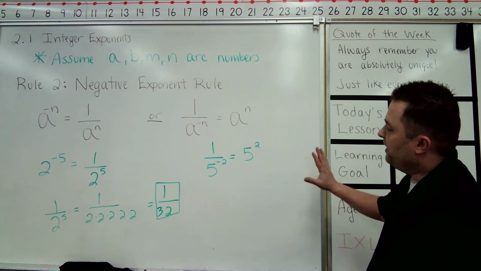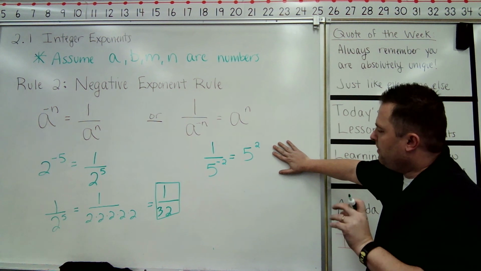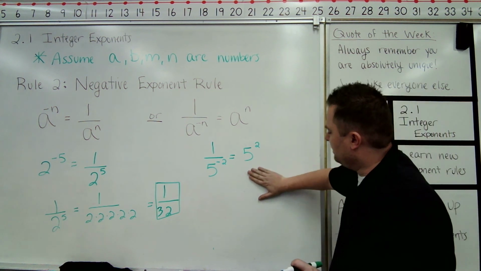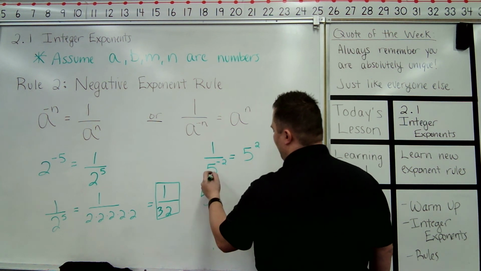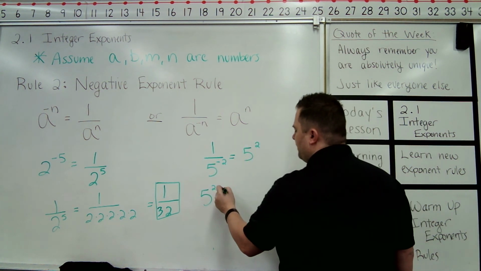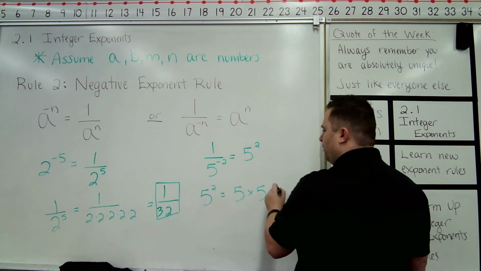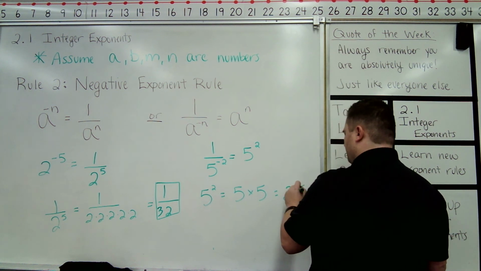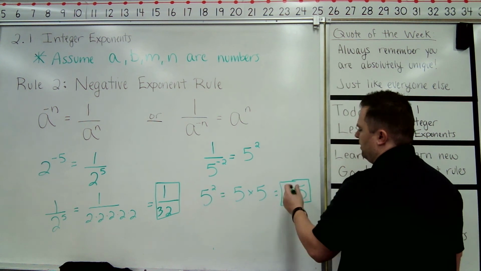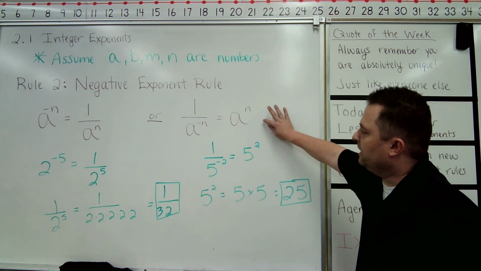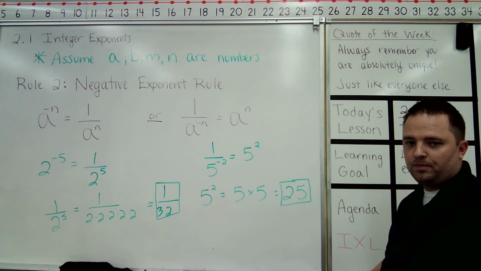Okay? This is only rewriting it. It does not solve it. My solution is not found yet, but it gave me a good step in the right direction. 5 squared, after the rewrite, is something I can solve. I know that this is equal to 5 times 5. And I know 5 times 5 is equal to 25. This is my solution, made possible by using the negative exponent property, the negative exponent rule.